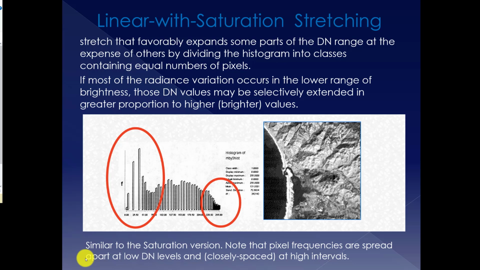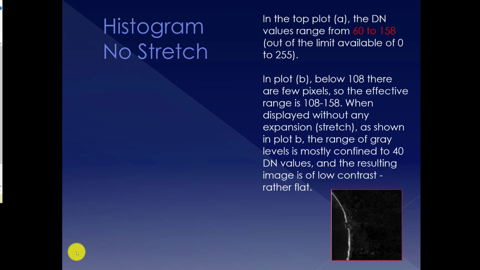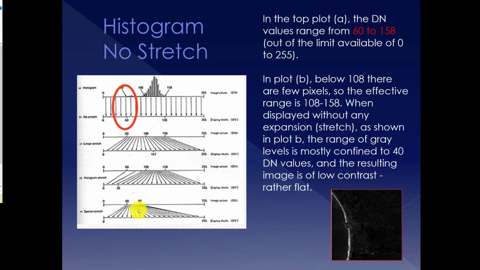Okay, so again, note that the frequencies are spread apart at the lower digital numbers and then the higher digital numbers. Most of the pixels in the middle don't change very much. So in the top plot A, we see the digital number values range from 60 to 158. And that is our histogram here in the top plot. In B below, there are now very few pixels that, again, from 60 to 158 that are represented.